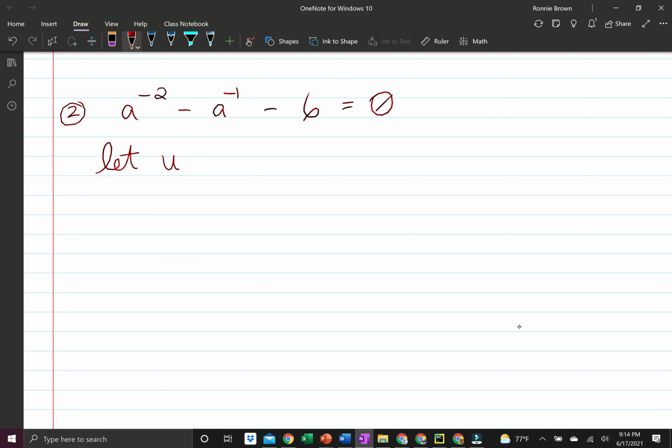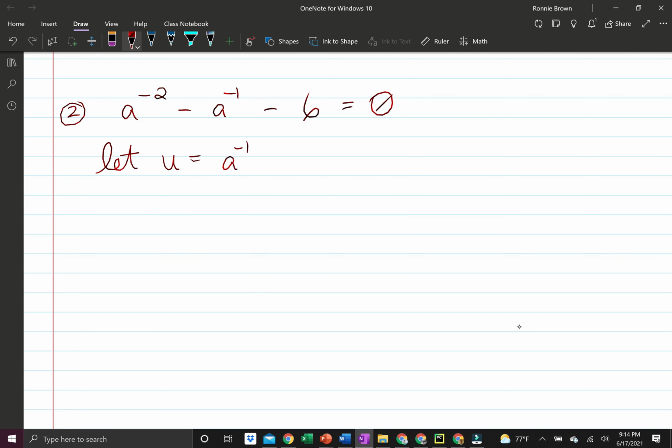So let's let u equal a to the negative 1. And again, I'm just using u. You can use any letter you want. You can use k, a y, or anything you want. So I'm just going to let u equal a to the negative first power, right? Because once I do that substitution, it's just going to be saying minus u. And that's what I want. I just want that middle term, that variable term, to be raised to the first power.